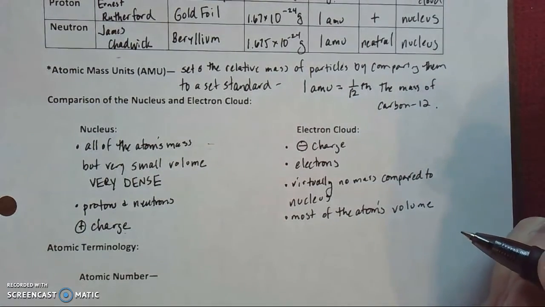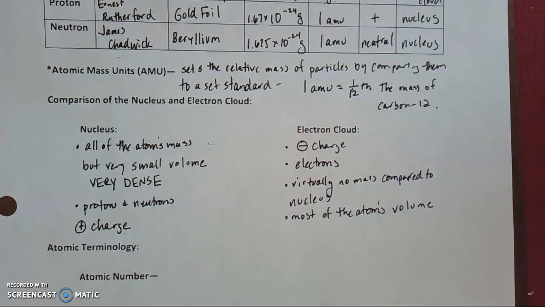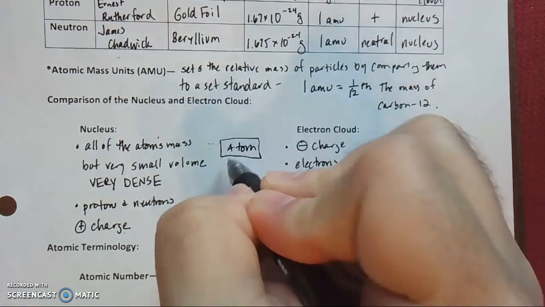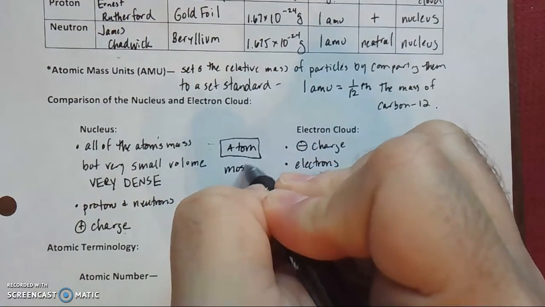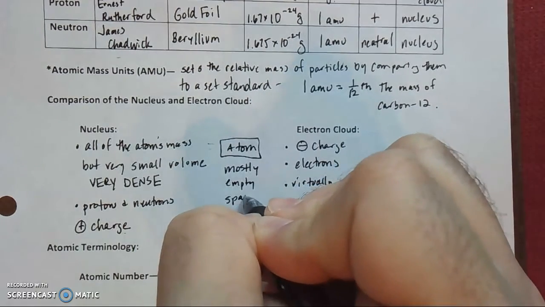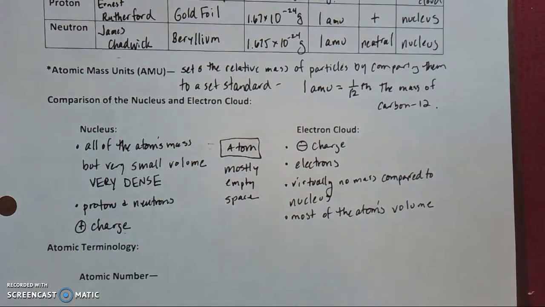But the big thing to know about both of these is that the atom itself is mostly empty space, which is kind of a hard thing to think about. So the nucleus and the electron cloud are almost all empty space. Over 99% of the atom is empty space.